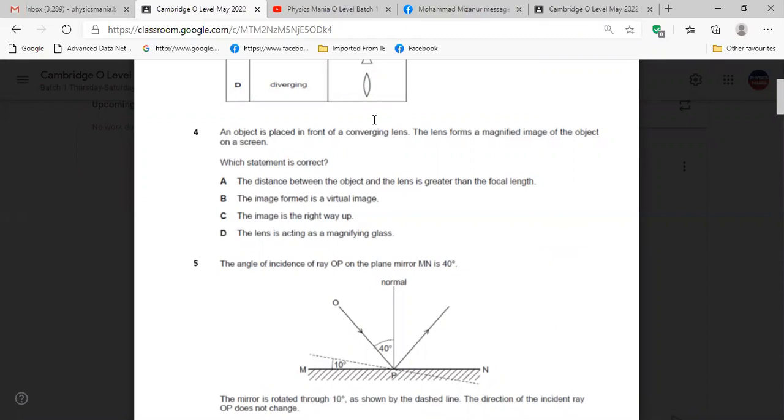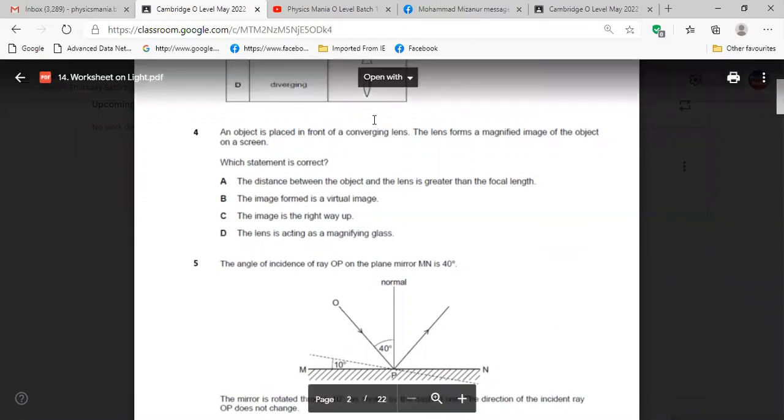So we got here two pieces of information. One is magnified image. Another one is we can show it on the screen. So from your notes, you check which one we can show on the screen and it is magnified.